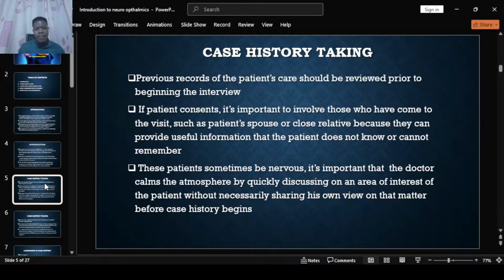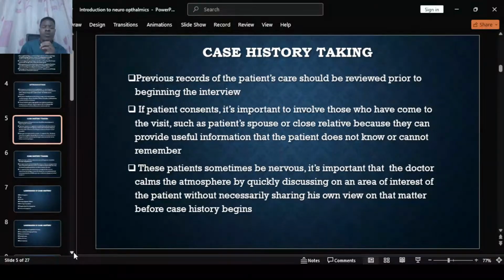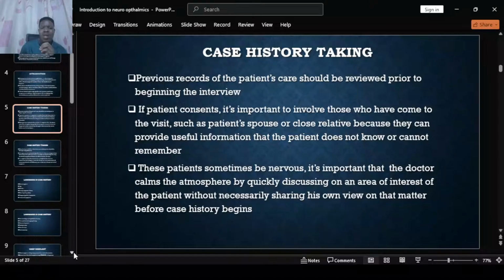So the first thing we are going to be looking at is case history. Now, in case history, we want to systematically know what we are doing and know why we are doing what we are doing. It is important that the previous records of the patient's care should be reviewed prior to the beginning of the interview. We do this so that we can checkmate what has been done, what was not done, and what should and should not be done now.